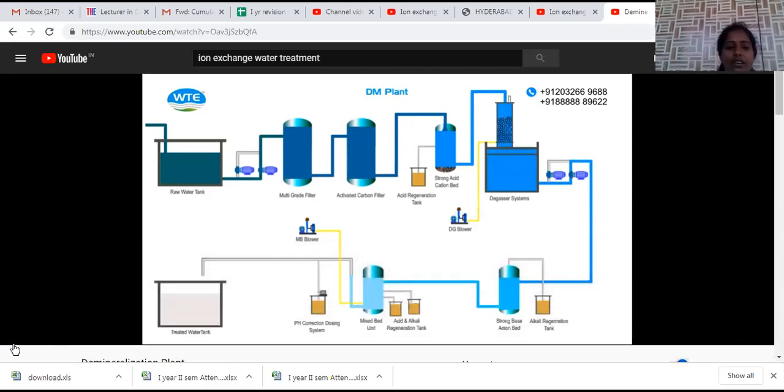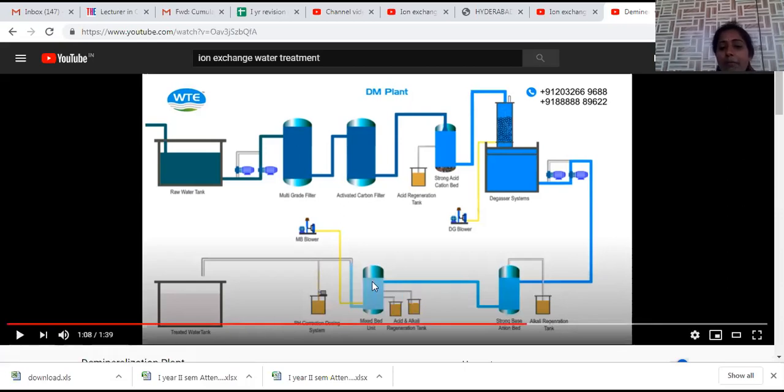Even in the advanced ion exchange method, a mixed bed unit is also used. In the mixed bed unit, if any anions and cations are still there, all get removed simultaneously. These are the separate chambers for anion and cation exchange. Here we have a mixed bed, meaning anion and cation exchange is possible in a simultaneous manner.